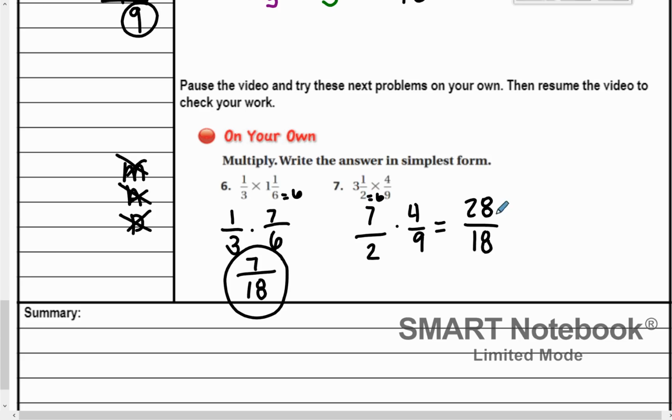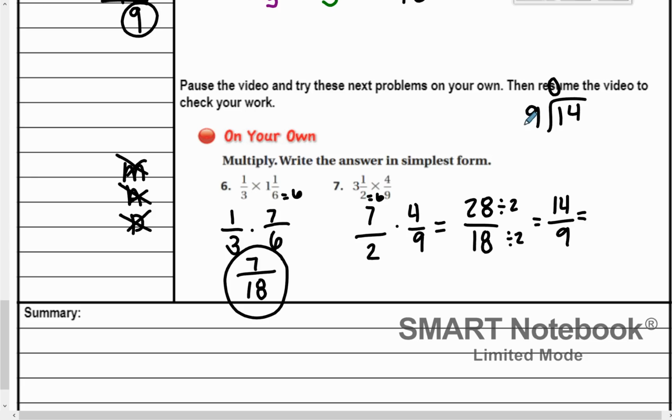One thing I'm going to notice is they are both even, so I'm going to simplify that right away by dividing them by 2. I will get 14 over 9. Now my answer is improper. When my number on top is bigger than my number on bottom, I have to make it back into a mixed number. So I ask myself, how many times can 9 go into 14? Or you can do the long division.